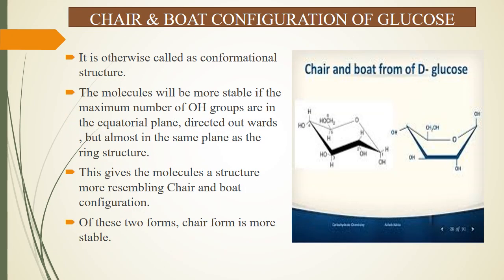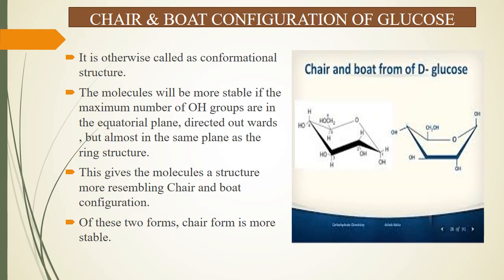And then the last configuration of glucose is the chair and boat configuration. This kind of glucose structure represents the chair and boat. This structure is similar to chair and boat shapes. The chair and boat configuration of glucose is otherwise called the conformational structure. This kind of structure is the conformational structure of glucose.